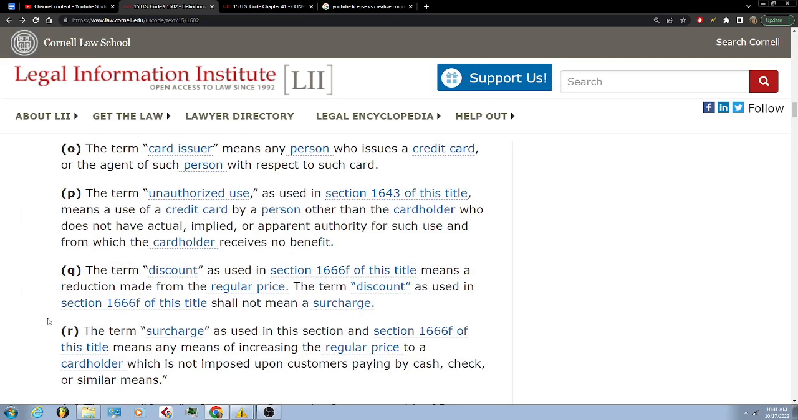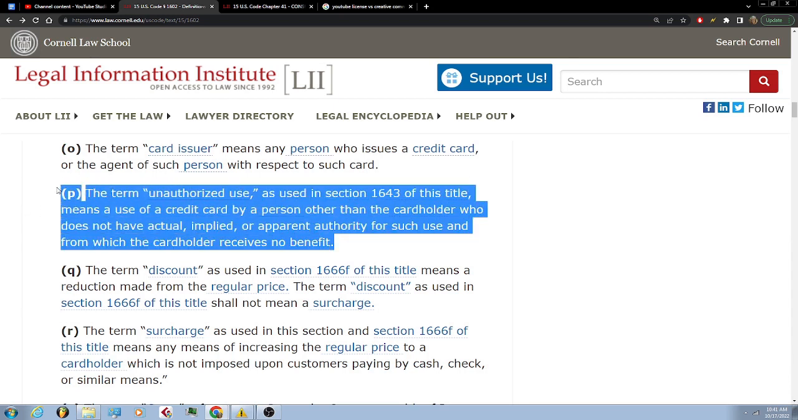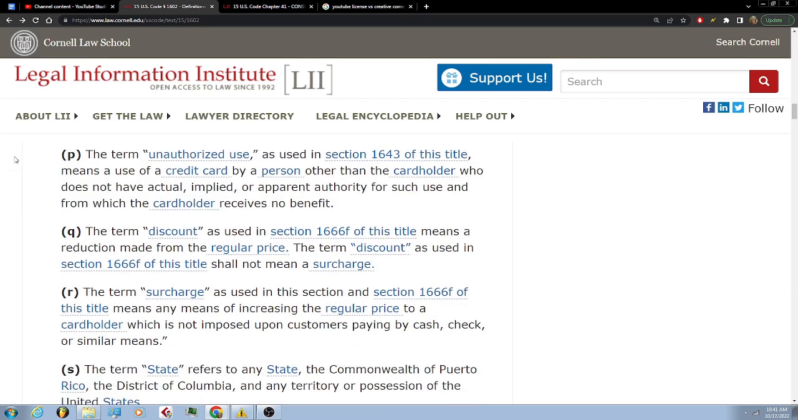P. The term unauthorized use, as used in section 1643 of this title, means a use of a credit card by a person other than the cardholder who does not have actual, implied, or apparent authority for such use and from which the cardholder receives no benefit. That is very important. I'll read it again. The term unauthorized use means a use of a credit card by a person other than the cardholder who does not have actual, implied, or apparent authority for such use from which the cardholder receives no benefit.